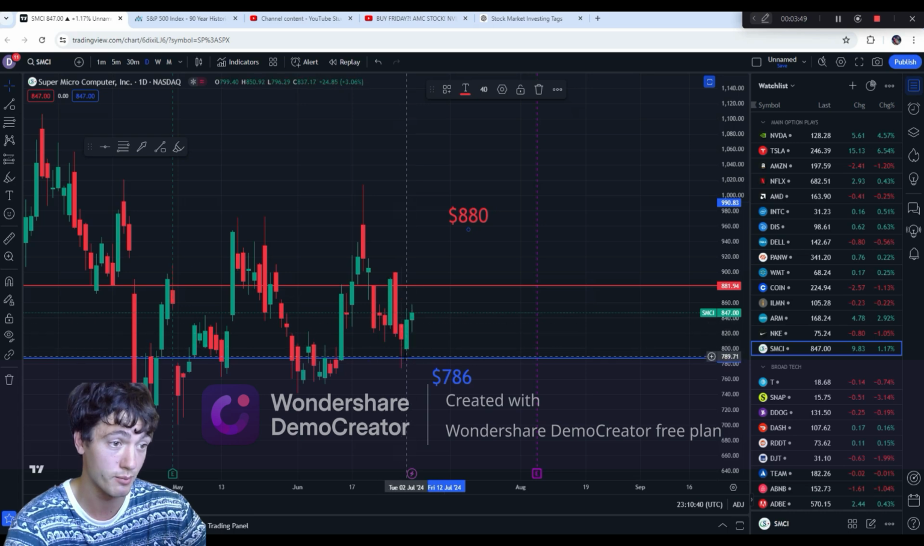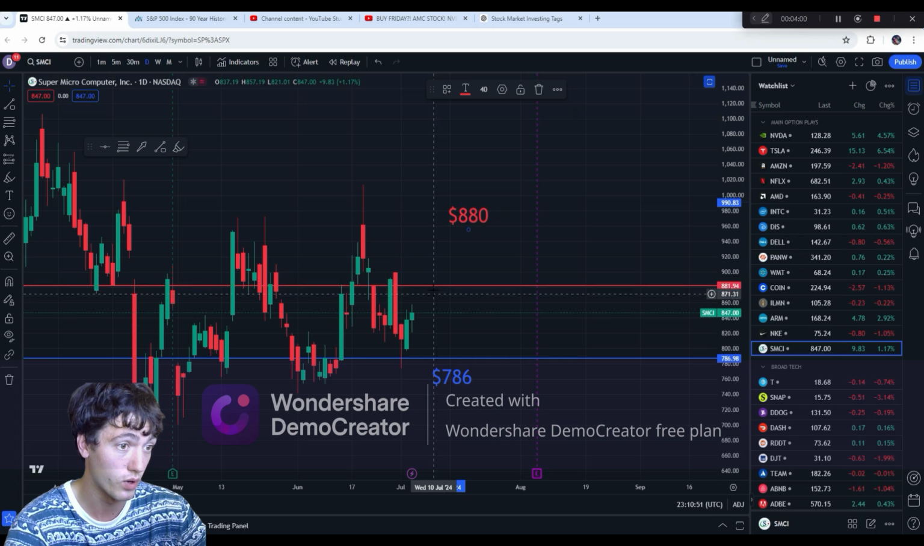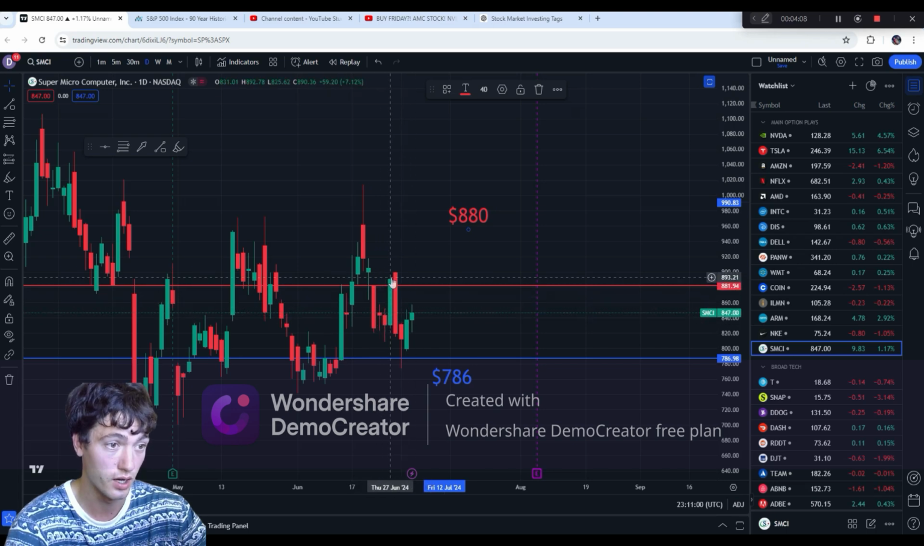So we could see that price held here on Monday, July 1st, held support and went back up to this resistance level at 881. There is another shorter-term resistance level at 850. See right here, this level, it went boom, boom, up, hit that resistance, came right back down.